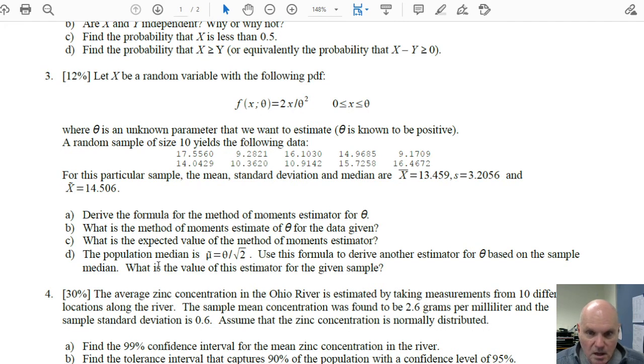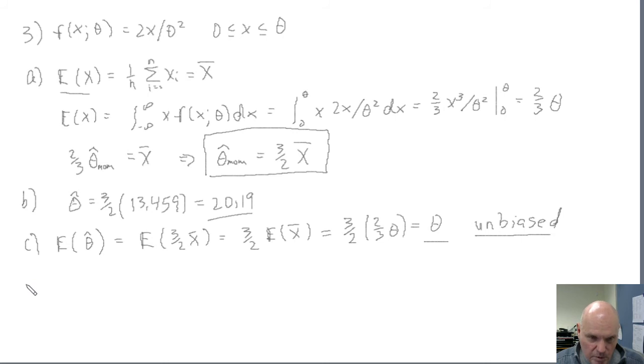And D, you're given that the population median is equal to theta over the square root of 2. Use this formula to derive another estimator for theta based on the sample median. This is just coming up with a common sense estimator. We would equate the population median, and I don't even ask you to derive this, it is given to you, to the sample median. So this is similar to the method of moments, but it's another way to come up with an estimator.